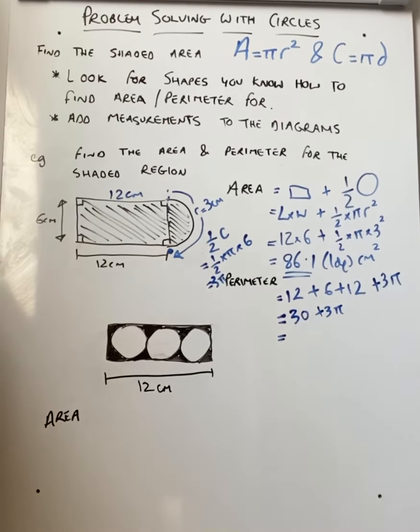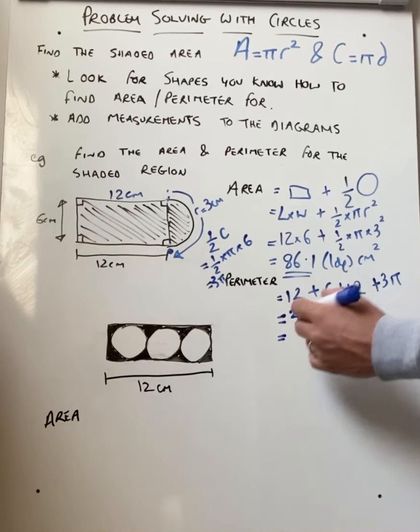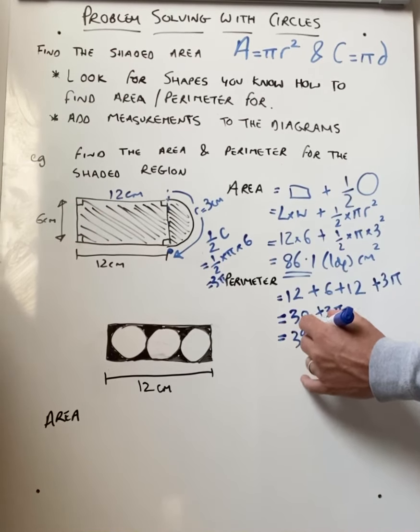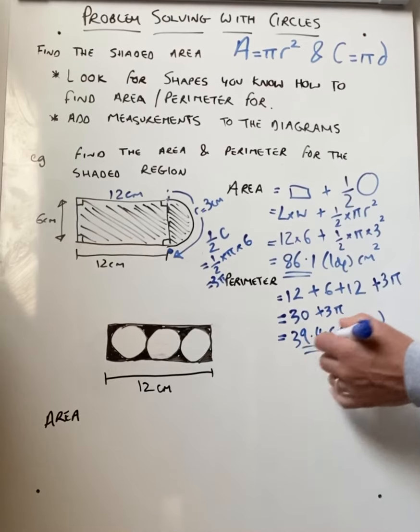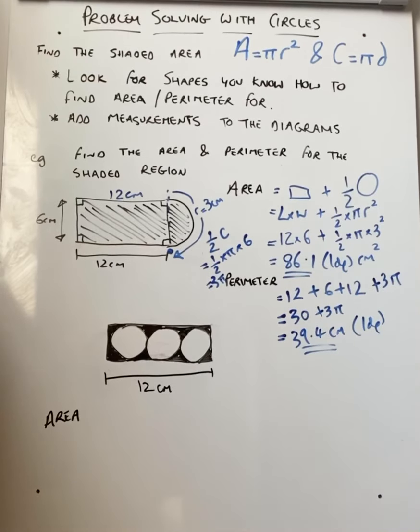Or if you want to give it as a 1 decimal place answer, we just pop that into our calculator, and I get 39.4 centimetres to 1 decimal place. And again, note that because it's a perimeter, it's a measurement of length, so we're going to use centimetres to measure our length.